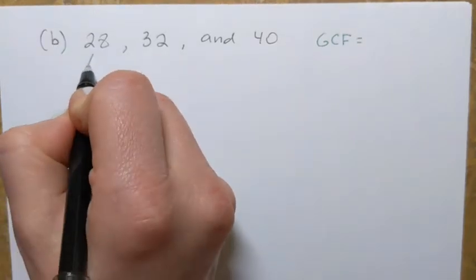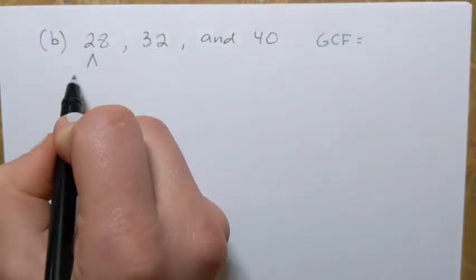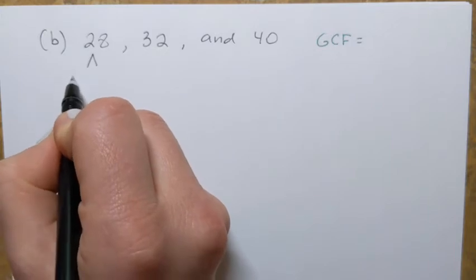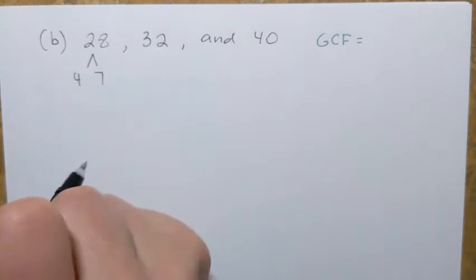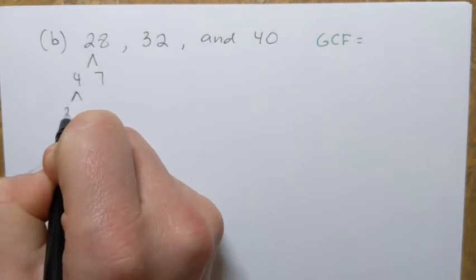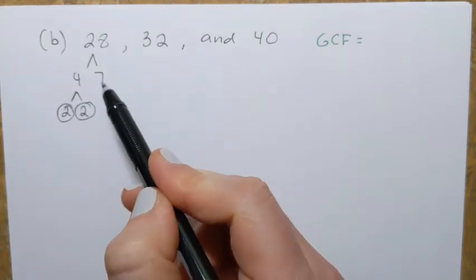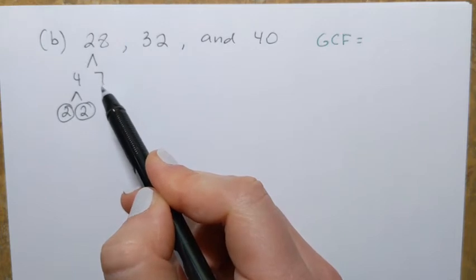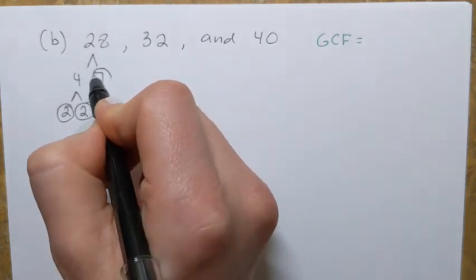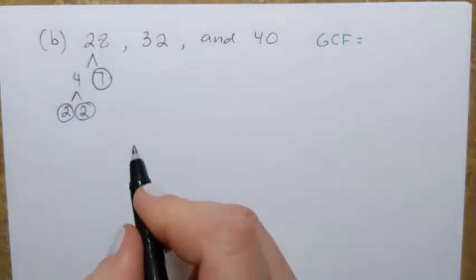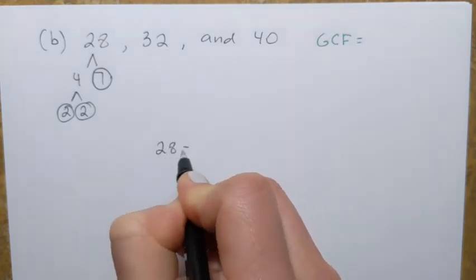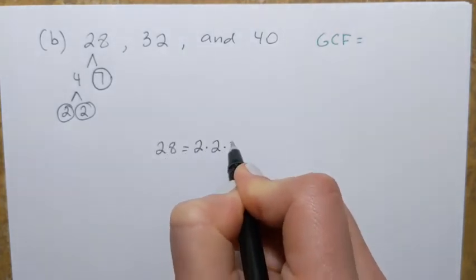So we're going to split each into prime factors. So 28 is 4 times 7. Now 4 I can split as 2 and 2, and I circle them, they're primes. 7 I cannot split up, right? So that means that 7 is prime. So 28 I can write as 2 times 2 times 7.